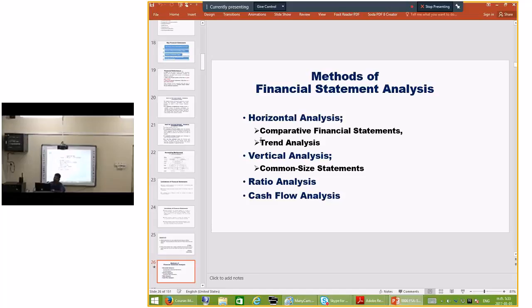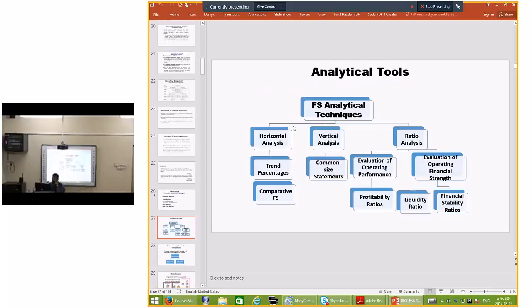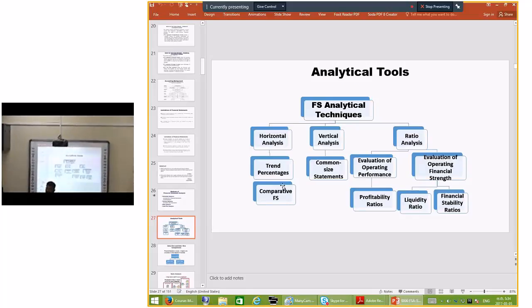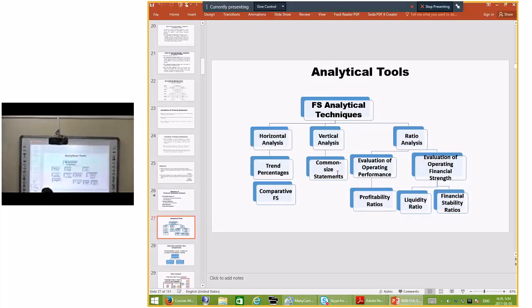Now, there are a number of analyses. One way of presenting the analytical tools is here. Another way is also here: horizontal analysis, vertical analysis, ratio analysis. Again, you can see trend analysis and comparative analysis. Under the vertical, you can see common size financial statement analysis. Here, ratio analysis: there are a number of ratios and a number of major categories under ratio analysis.